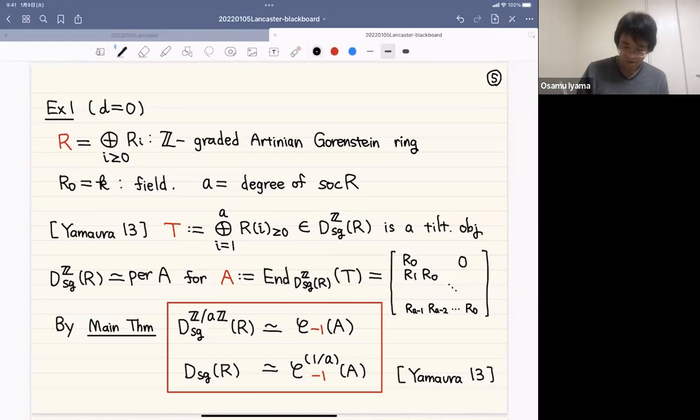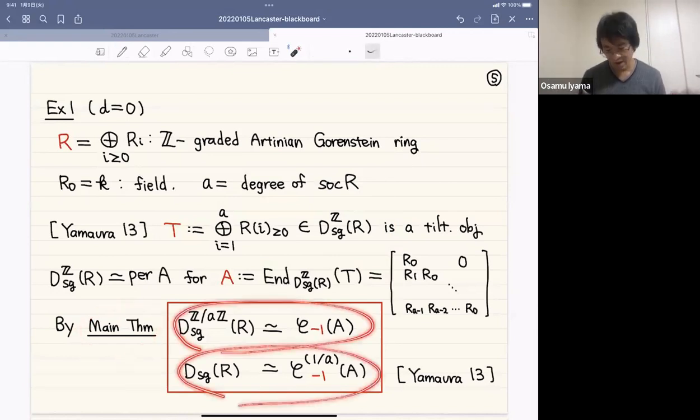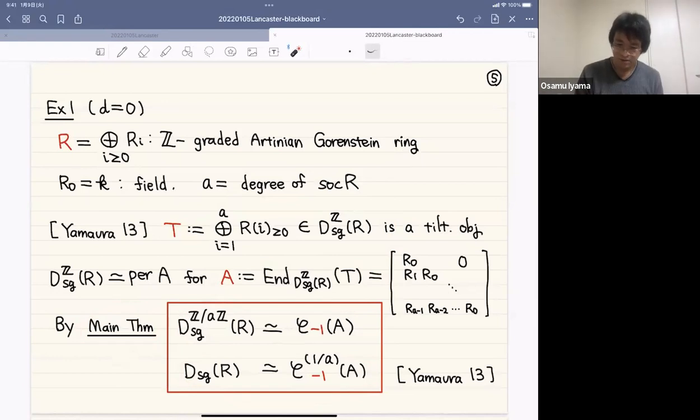By applying our main theorem, we can get this kind of triangle equivalence. Because the dimension of this ring is 0, we get an equivalence with the -1 cluster category, so they are -1 Calabi-Yau. I should remark that Yamaura also in his paper already gives this kind of triangle equivalence.